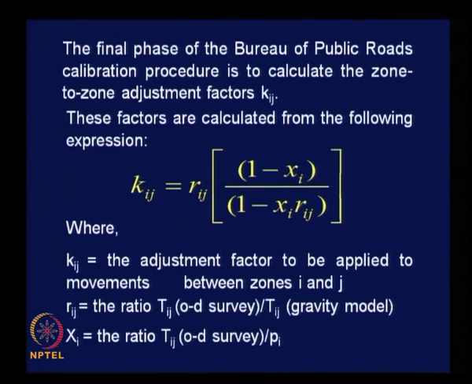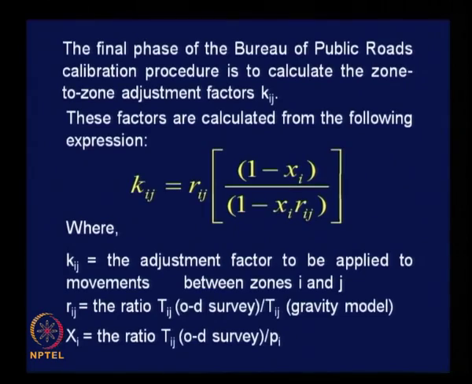And xi, another interesting factor, is equal to the ratio of Tij observed divided by Pi observed again, the production value, trip production value of zone i, okay. And Tij as we observed in the field from i to other zones. You may wonder, why should we have the production value here in this equation?